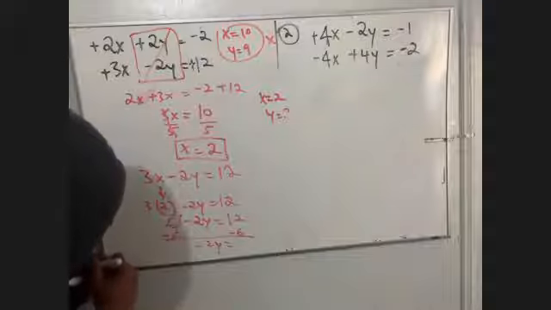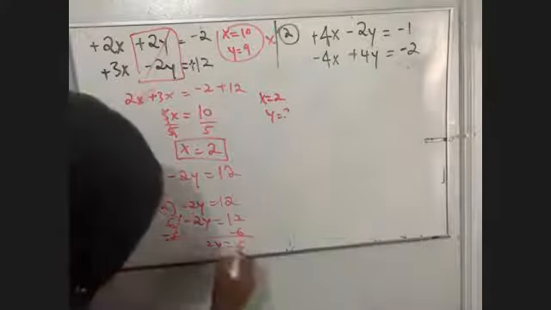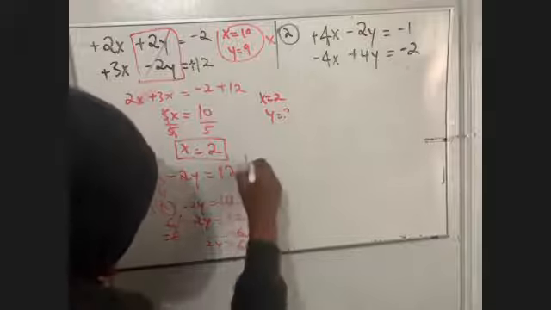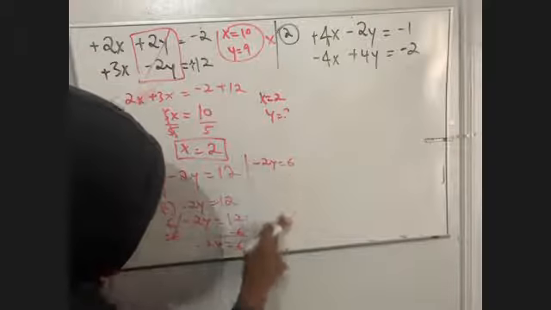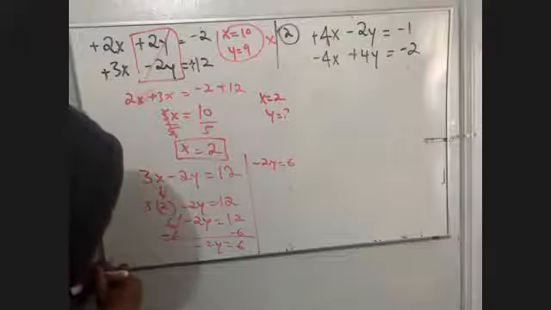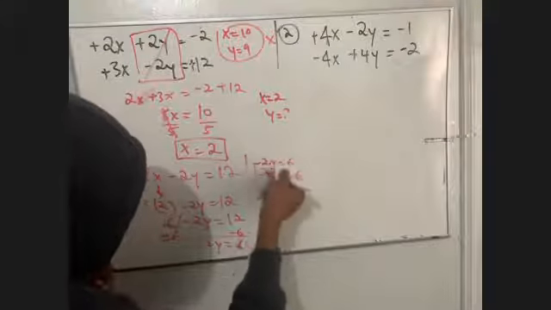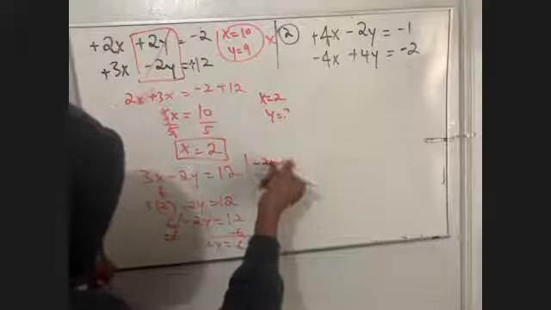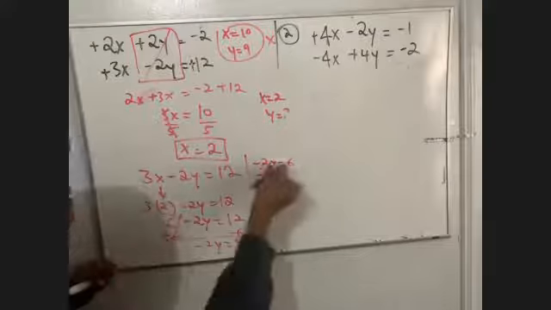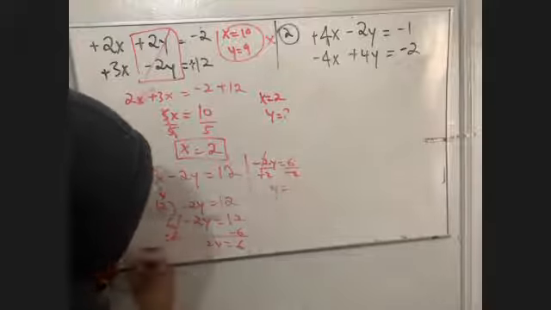Math is off. 12 minus 6 is 6. Try not to use a calculator, okay? 6. Negative 2y is equal to 6. Good job. What do we do next? Divide by negative 2. You divide by everything that is attached to y, the variable. So y equals 3.